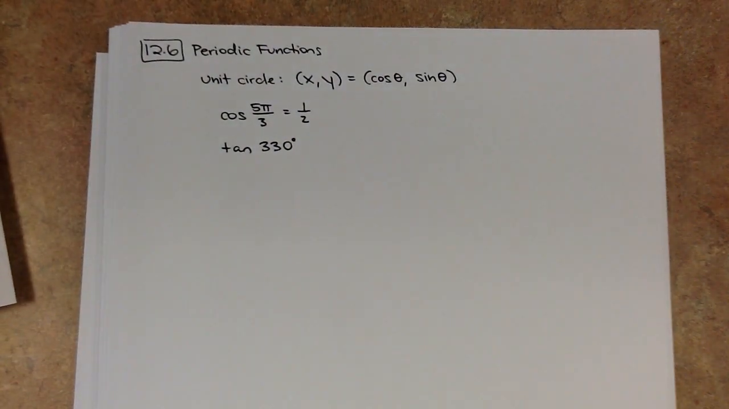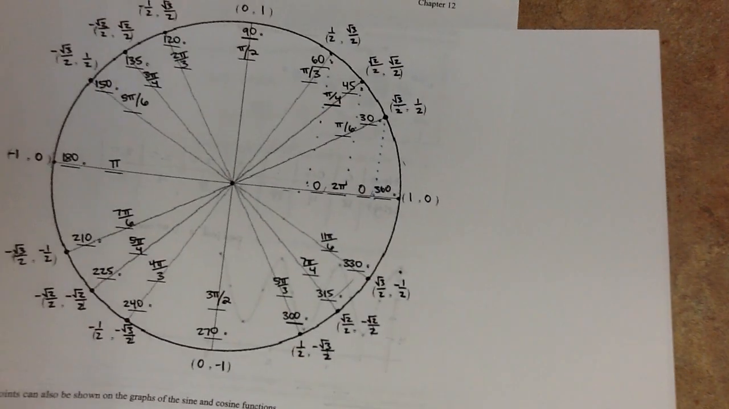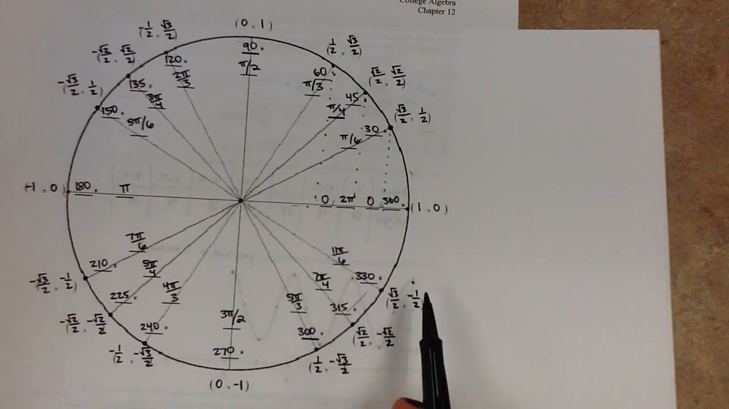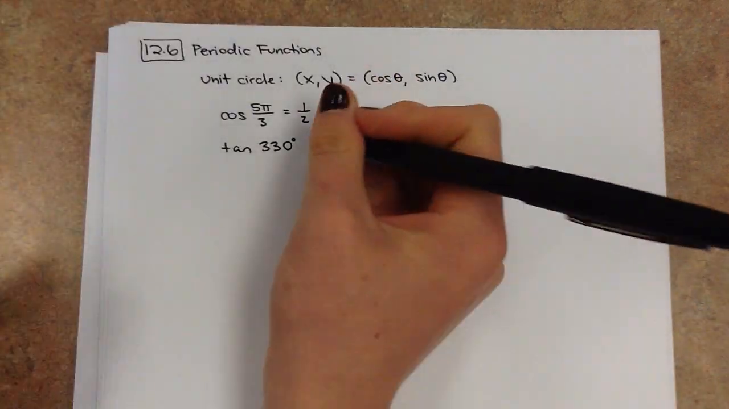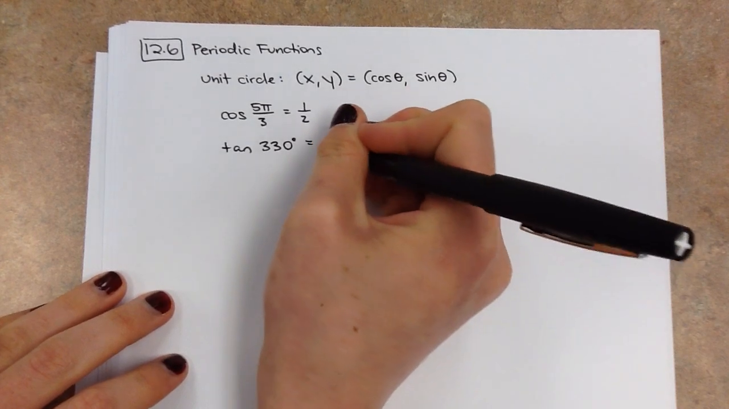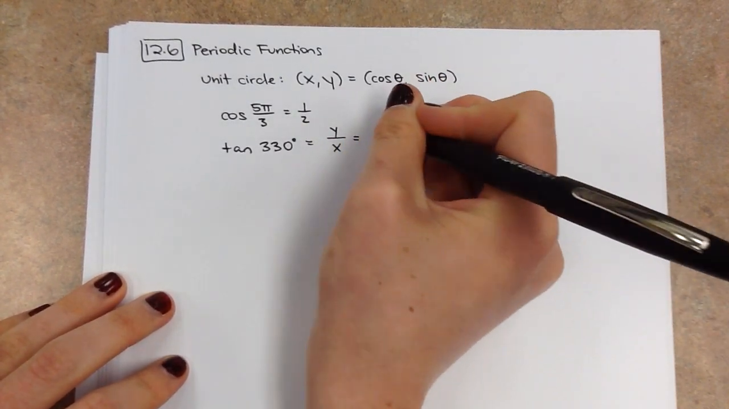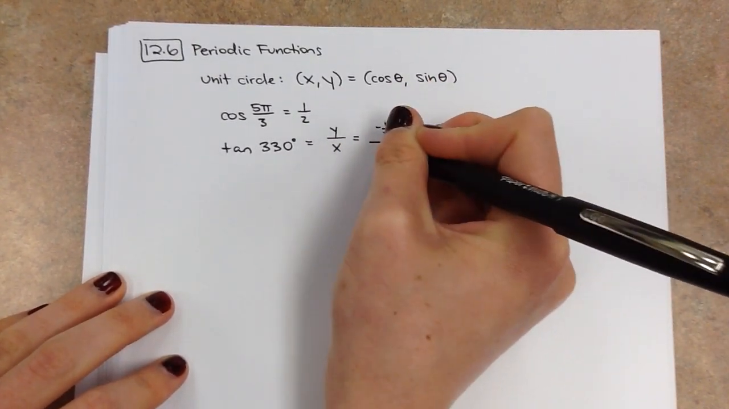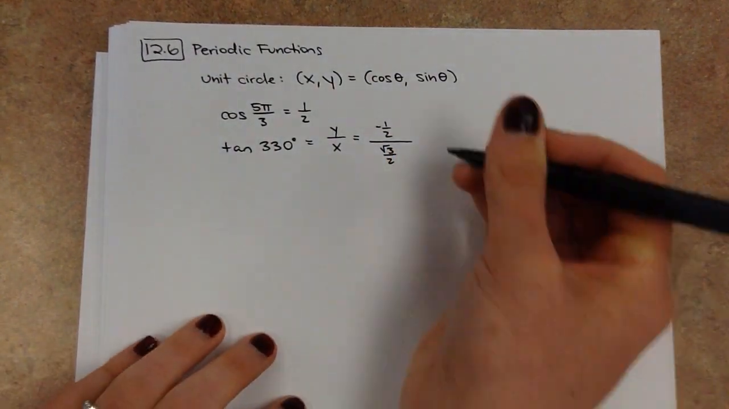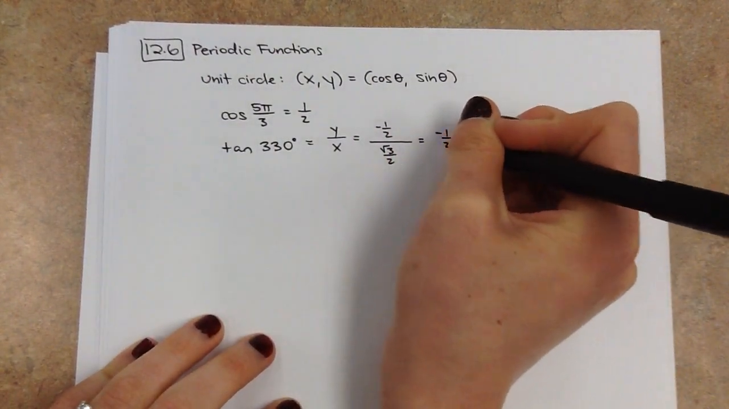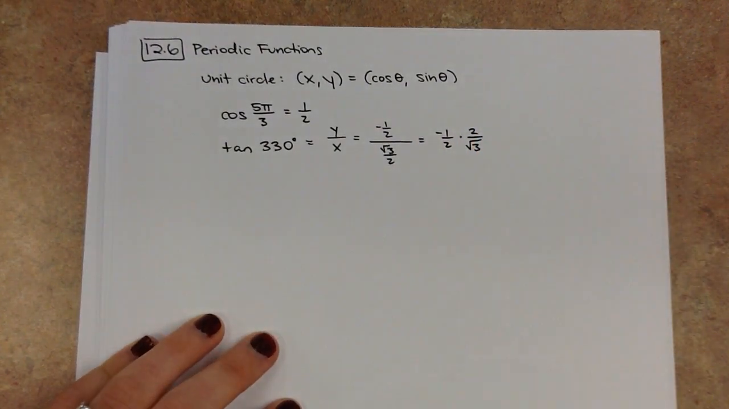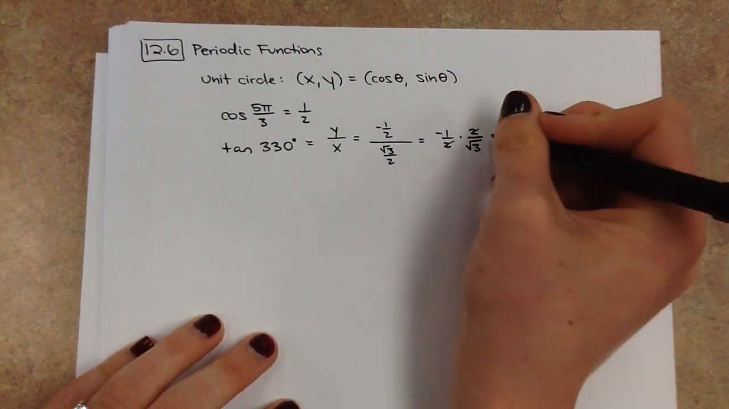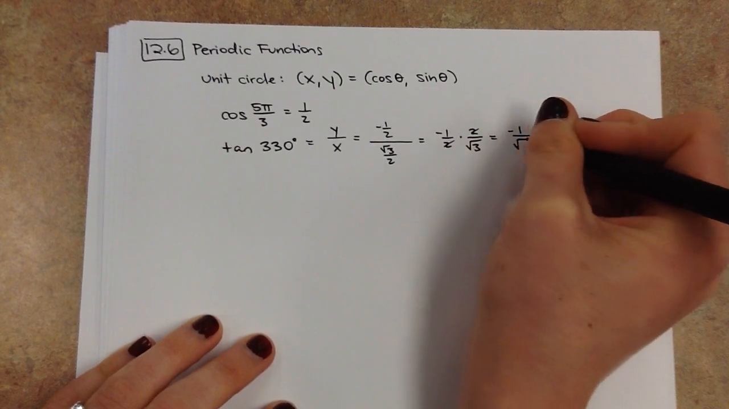Okay, so say I asked you for the tangent of 330 degrees. Here's 330 degrees. Y is -1/2 and cosine is √3/2. So remember, tangent is y/x. So it's -1/2 divided by √3/2. To divide fractions, remember you flip and multiply. So you multiply by the reciprocal, which is this. Okay, in this case the 2's would cancel, and I have -1/√3.